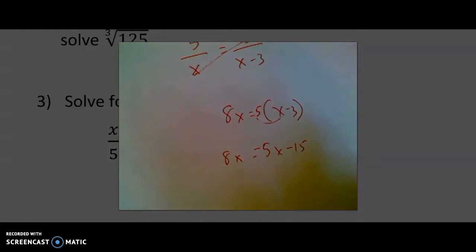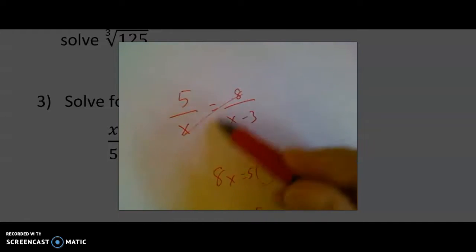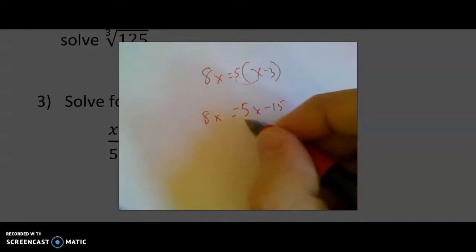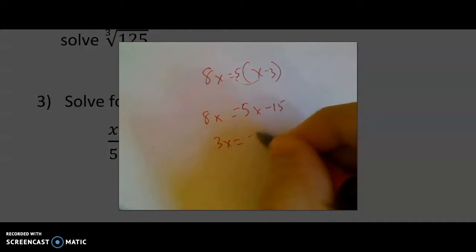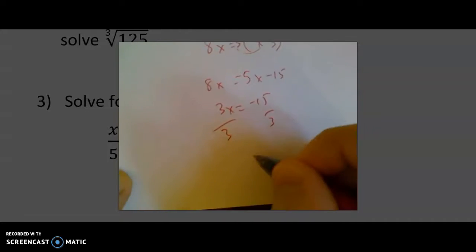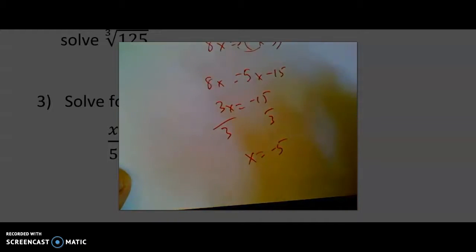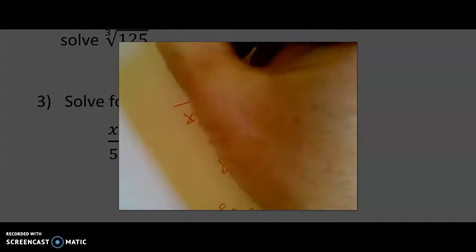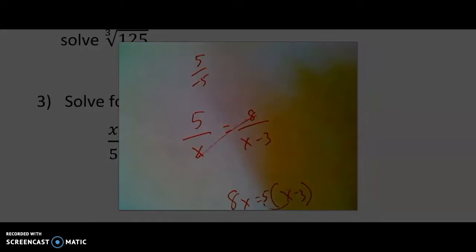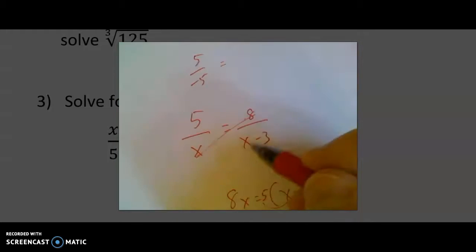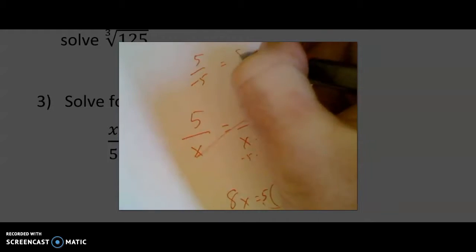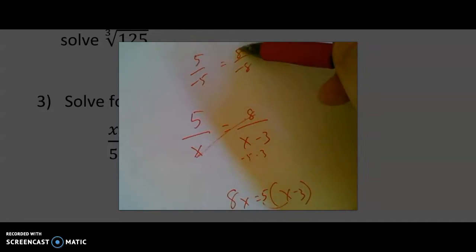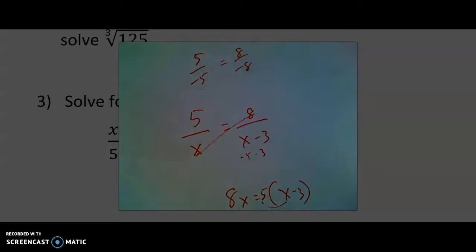Then again, just solve the equation. So we're doing the cross products, setting up the equation, and then just solve for x. Subtract 5x from both sides, divide both sides by 3, and you get x equals, looks like negative 5. Let's see if that actually works. If x is negative 5, you get 5 over negative 5. And negative 5 minus 3 is negative 8, so you get 8 over negative 8. Simplify that, you get negative 1 on each side, and sure enough, it balanced the equation.